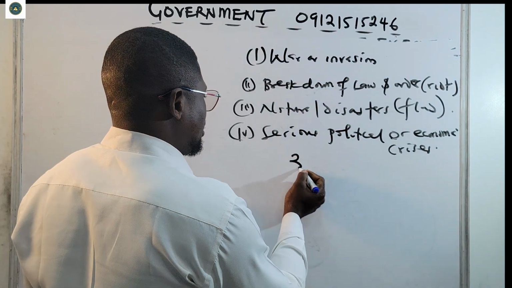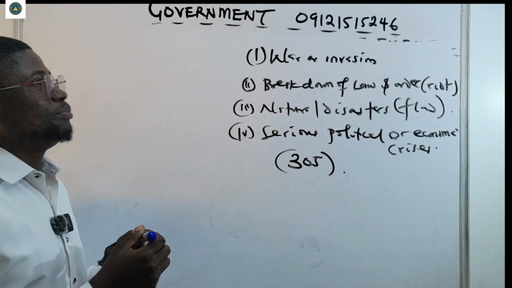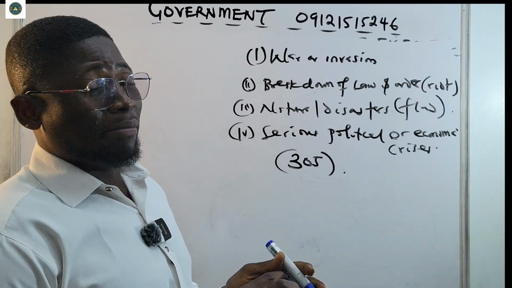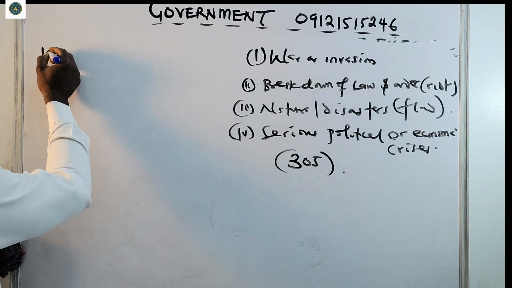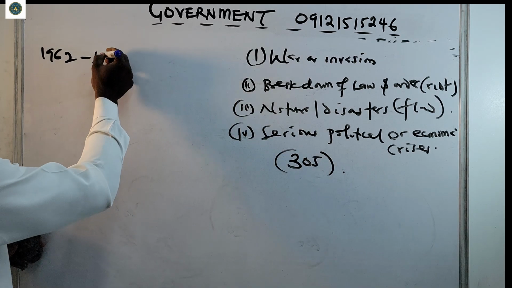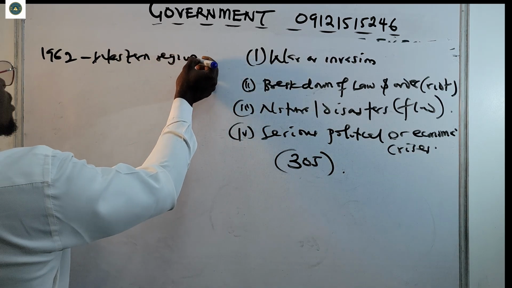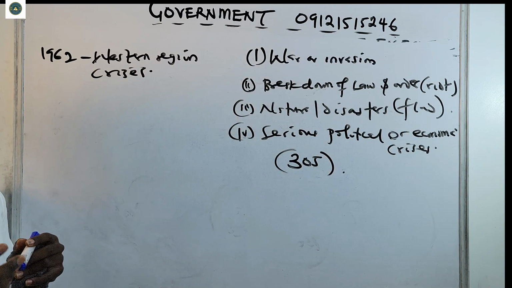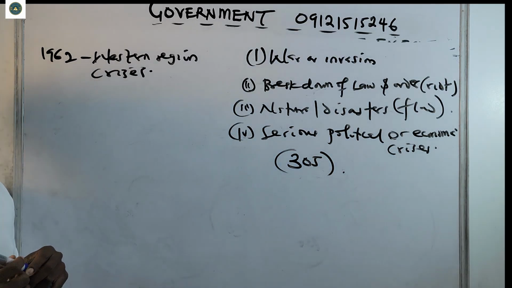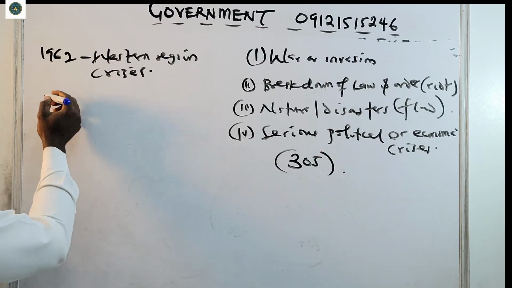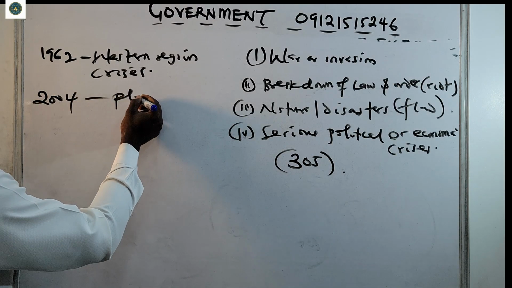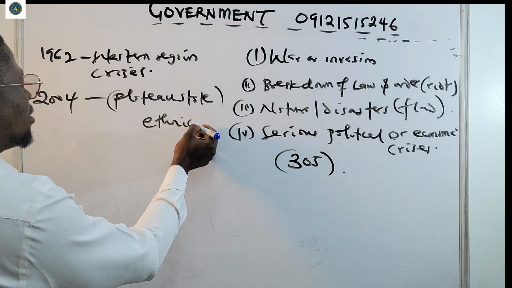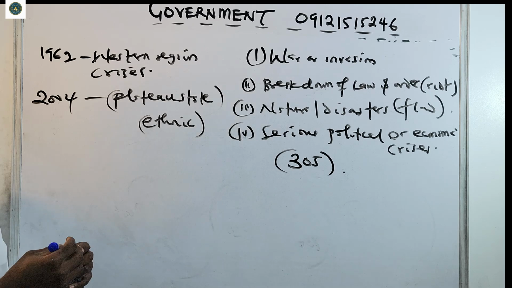Like I said, under section 305 of the 1999 Constitution, the president has the power to declare a state of emergency. And in the past, some states of emergency have been declared. For example, in 1962, during the Western region crisis, ethnic clashes, a state of emergency was declared. Also in 2004 in Plateau State, it was an ethnic crisis, where the tribes were fighting.